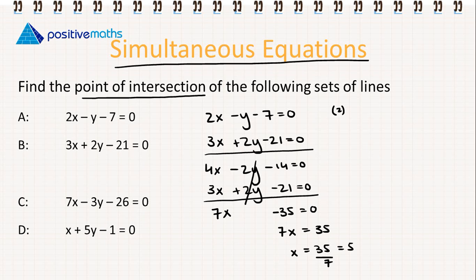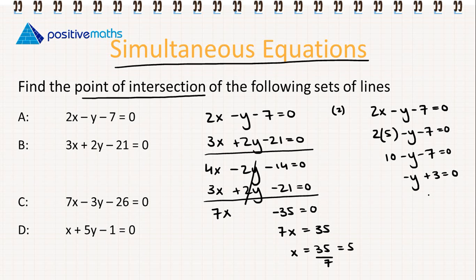Now I take one of my equations, it doesn't matter which one. I'm going to take 2x minus y minus 7 equals 0, and substitute in the value that I found for x. I found that x is equal to 5. So I have 2 times 5 minus y minus 7 equals 0. That's 10 minus y minus 7 equals 0, so minus y plus 3 equals 0. So minus y is equal to minus 3, therefore y is equal to 3. So my point of intersection for these two lines is (5, 3), because I found 5 for my x value and 3 for my y value.